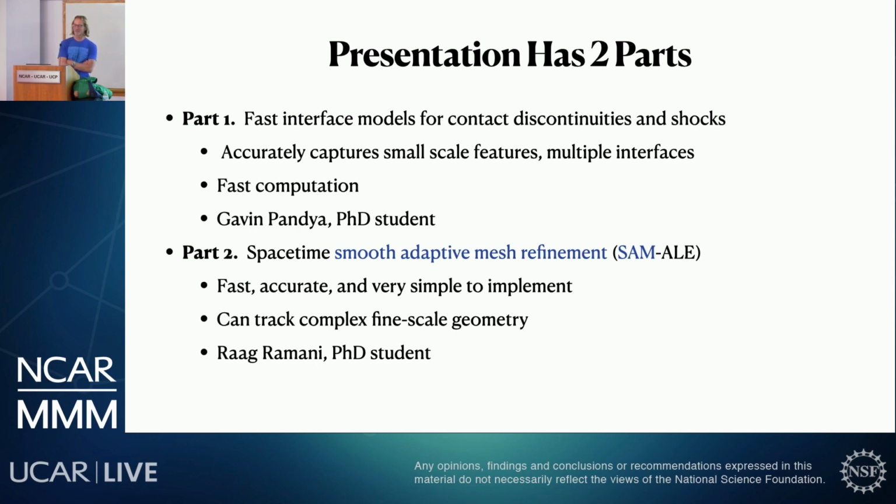The second part is what I call smooth adaptive mesh refinement. This is basically because there are complex flow regimes in which these interface models can move geometry around, but then with certain reaction chemistry and other complicated flow features, one would like to still have some adaptive mesh concentrated around this very, very tricky geometric flow. And this is where a new way of doing this comes into play. It's also quite fast, and it's very, very easy to implement. So I'll explain that. And that is joint work with another PhD student named Rag Ramani.